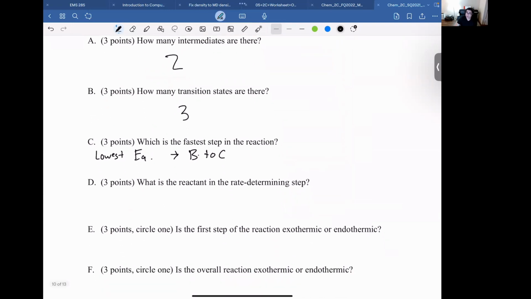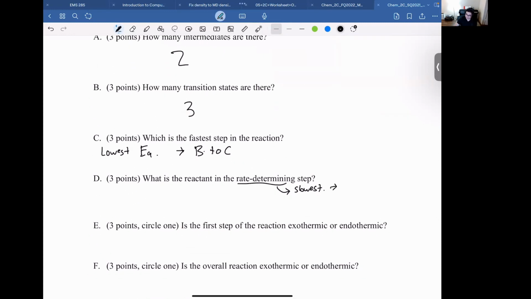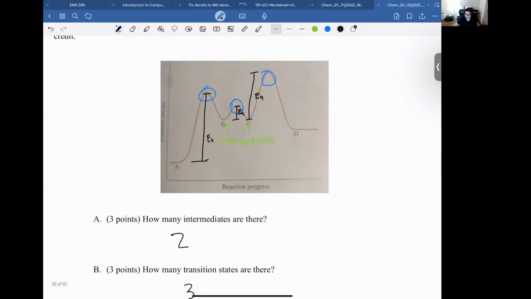Which is the rate determining step? The way you can think about this is slowest. And so slowest is going to be highest activation energy, which is from A to B, right? The gap is just the biggest.